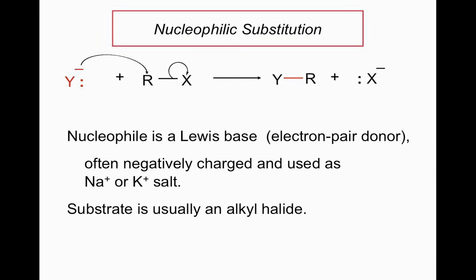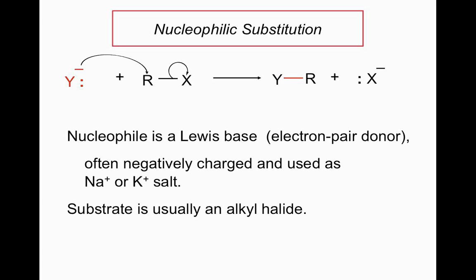So, recall the generic mechanism for nucleophilic substitution via SN2. Here I have a generic nucleophile Y attacking the alpha carbon in an alkyl halide as the leaving group leaves from the alpha carbon. This gives us our new substitution product as well as an anion of the leaving group. In this case, our nucleophile is a Lewis base because it's donating an electron pair, and often throughout your textbook you'll see examples of nucleophiles that are anions. They're negatively charged and used with sodium ions or potassium ions as salts.